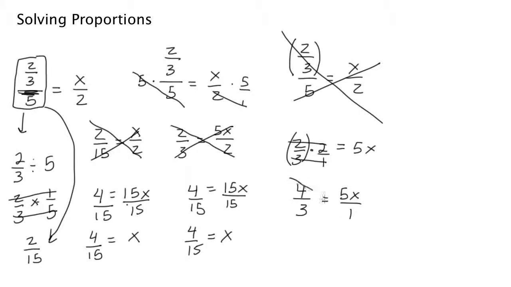Now we got 4 times 1, 4. 3 times 5x, well, don't forget the equal sign. 3 times 5x is 15x. And then you got to get rid of this 15 by dividing both sides. And then what do we get? We get 4 over 15 equals x.